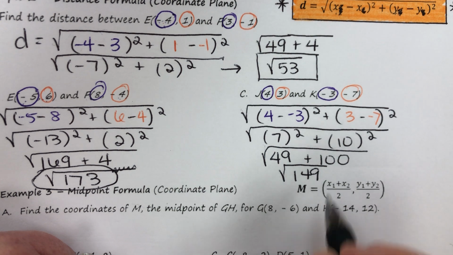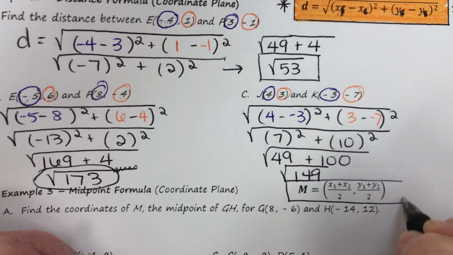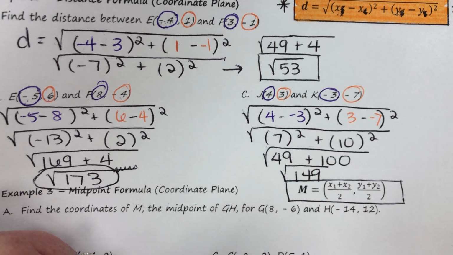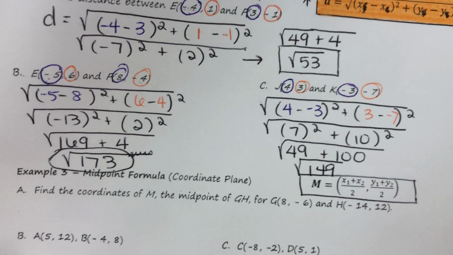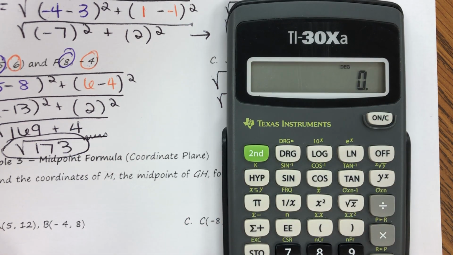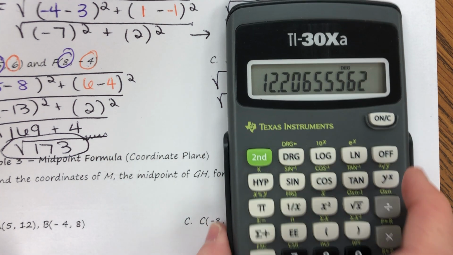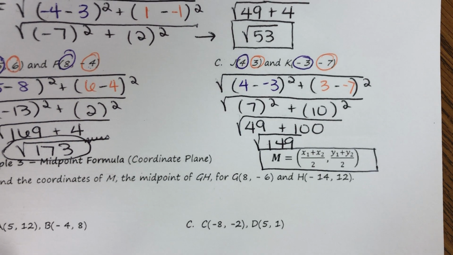And I kind of wrote over my midpoint formula here, but the answer to this C part is the square root of 149. If we were gonna find it in a calculator, 149, oh, there's the bell, I'm here at school. You guys feel like you're here? Hit square root, it's about 12 point blah, blah, blah. A little over 12 something units.